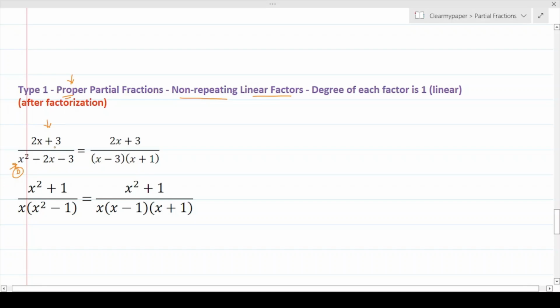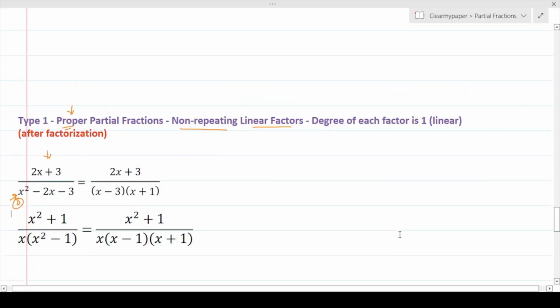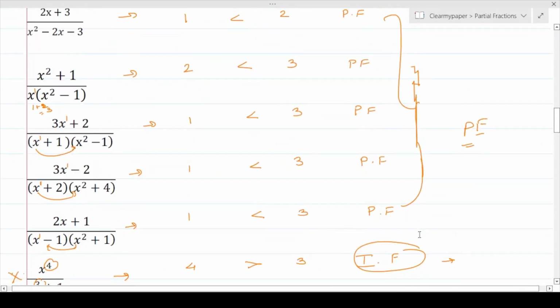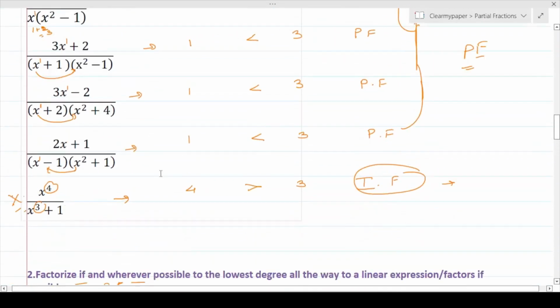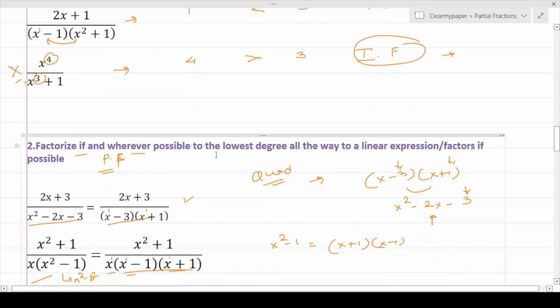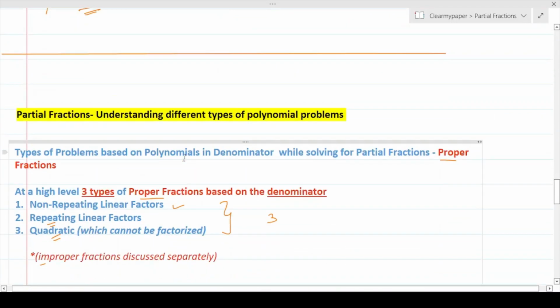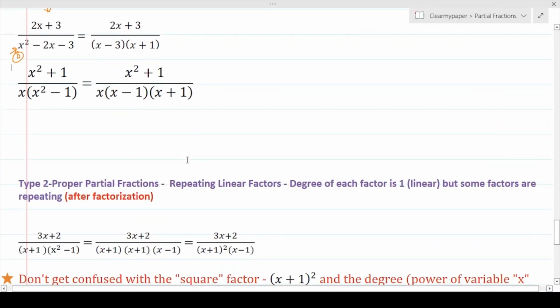Like we saw in the previous episode, after checking for proper and improper, the important step is to see whether the denominator in specific can be factorized into simpler versions. Is it possible? Let's check that. In this case, yes, it's possible. I've taken the same kind of expressions that we saw in the previous video. If you don't recall, just check out my previous episode. It's the same examples where I mentioned the steps: factorize wherever possible, and then we can see what happens when we cannot factorize. So check out that video in case you need a quick refresher.